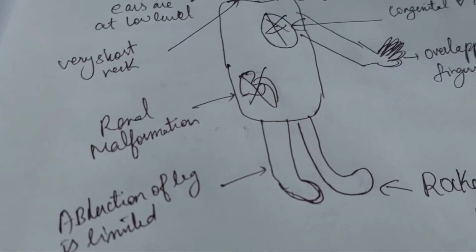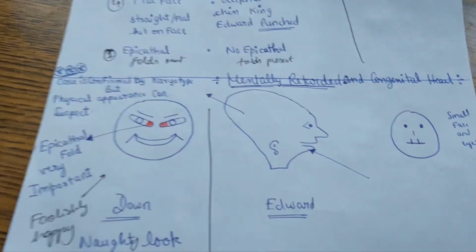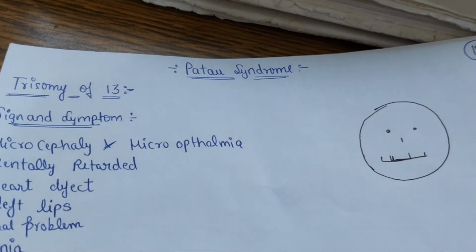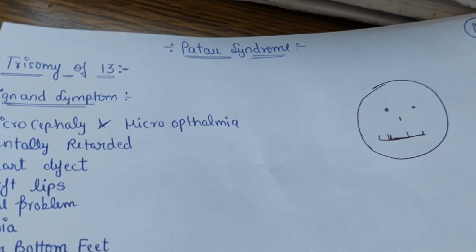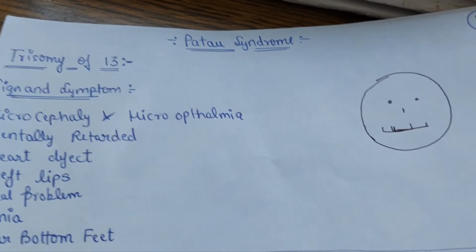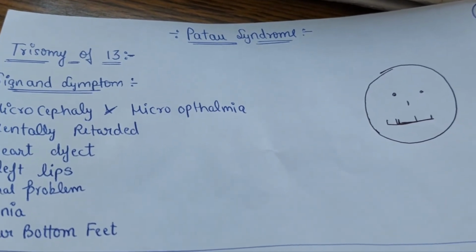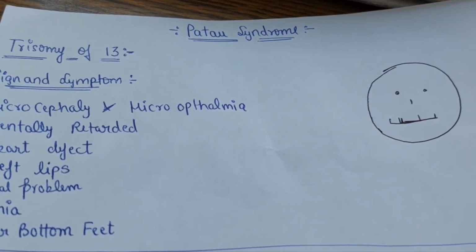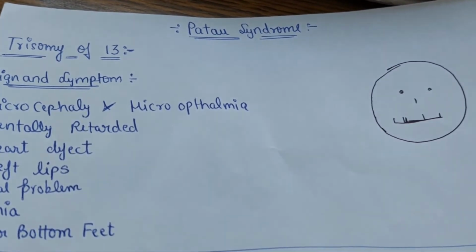In Down syndrome, the patient has hypotonia, so his legs can be widespread, whereas in Edwards syndrome, the patient has very low abduction in the legs. So these were some similarities and differences between Down syndrome and Edwards syndrome. Now we will discuss Patau syndrome. Patau syndrome is caused by a trisomy of chromosome number 13.